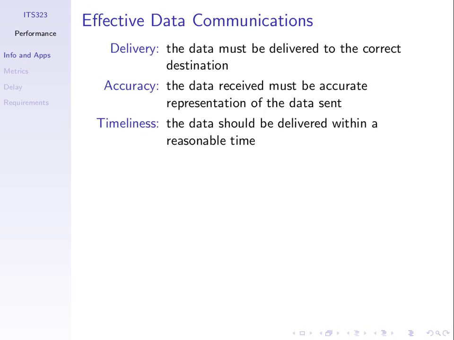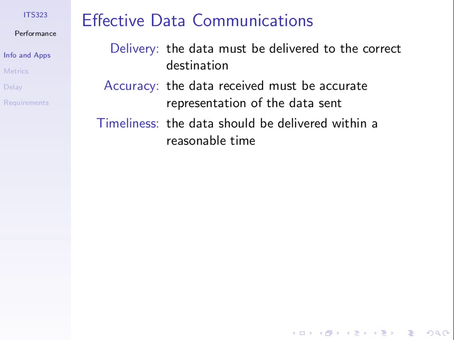They're quite simple. Delivery means that the data that we send from one point to another should get to the correct destination. Remember, we want to get information from A to B. A sends the data, and our communication system, whether it's a single link or the entire internet, should get that data to the correct destination, B in this case. That's almost obvious.